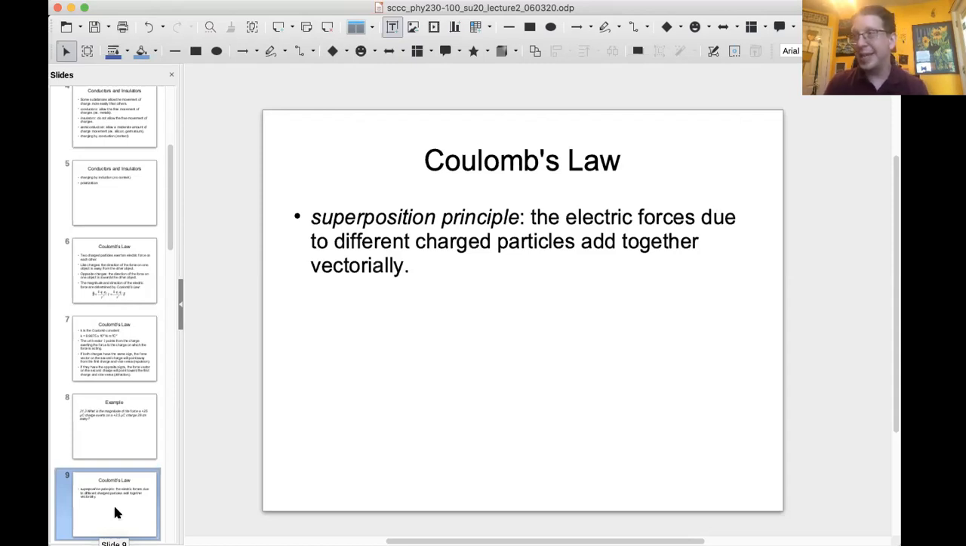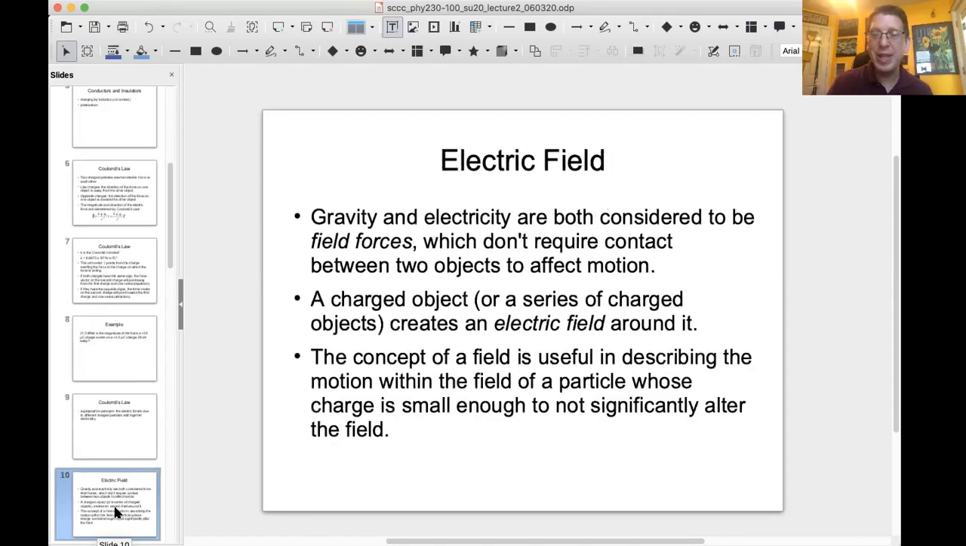When we do the recitation, and I think for homework as well, you're going to be asked to solve a superposition principle problem. They can get fairly lengthy, but we won't go over that here just yet. So with that, let's move on to what's called the electric field.